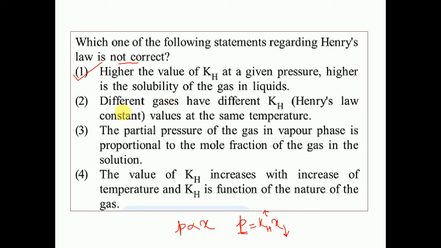So the second option here is, different gases have different Kh values at the same temperature. We know this is correct because different gases will have different types of interactions, and thus different kinds of volatilities. So Kh will differ. So this is correct. Then the third option is, the partial pressure of gas in vapor phase is proportional to the mole fraction of gas in the solution. So this is only the equation that has been proposed by Henry. So this is also correct. Then the fourth option is, the value of Kh increases with increase of temperature, and Kh is a function of the nature of gases. So this is also correct. Thus the only incorrect statement here is option A, or option 1.